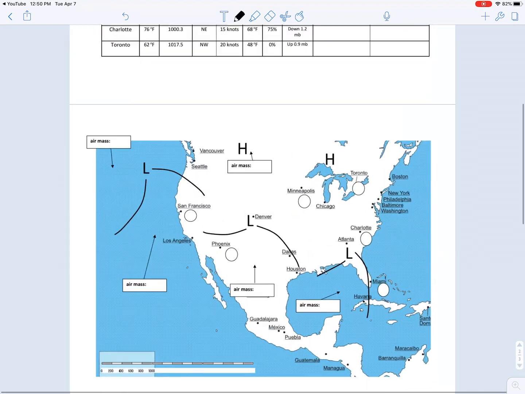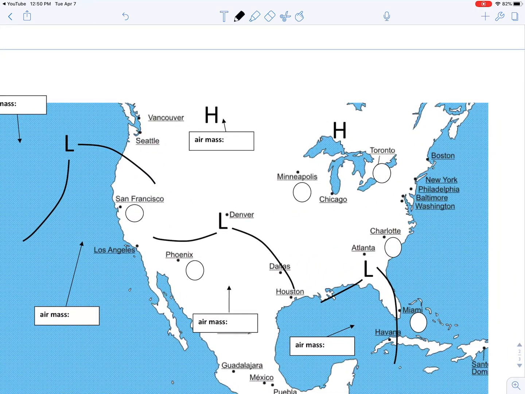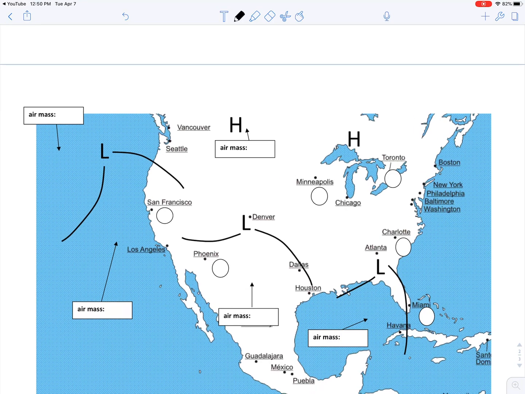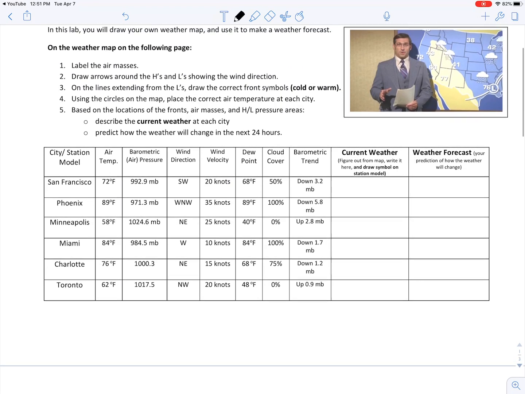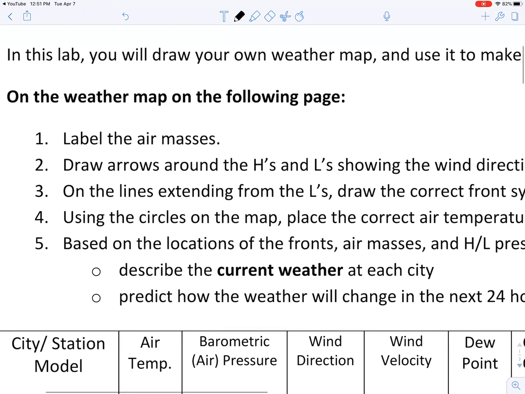Here's what we're going to do today. We're going to take a look at this data table here, and we're going to look at a national map that's set up for us, and we're going to think about a variety of things. We're going to apply our understanding here of high and low pressure systems and fronts, warm and cold fronts, and think about what's going on at these various locations weather-wise and what's going to happen in the future based upon this weather map that we're going to draw out today. So let's jump right in here.